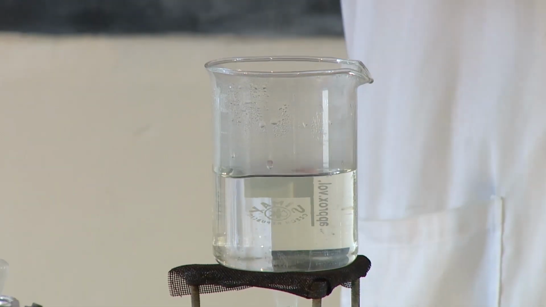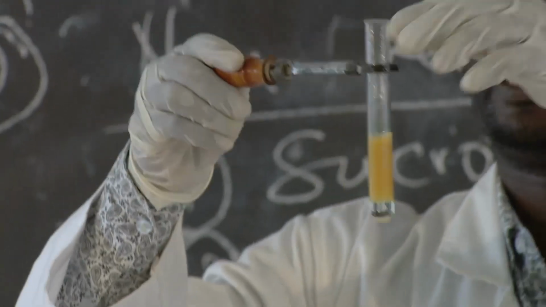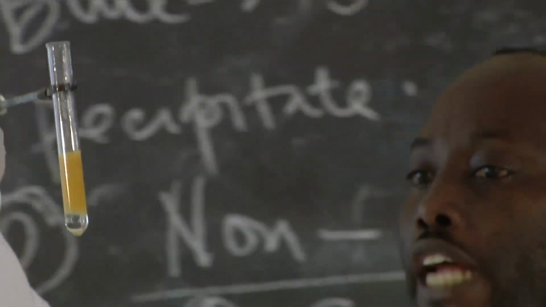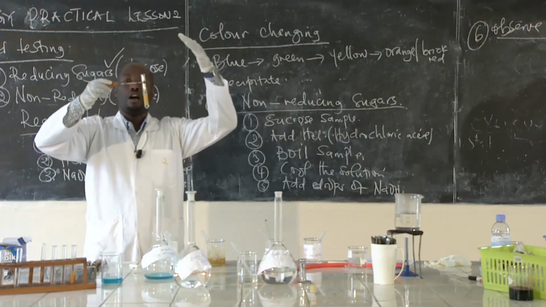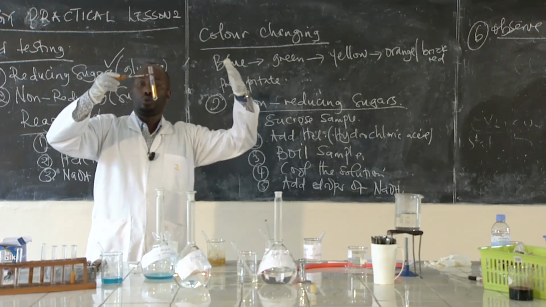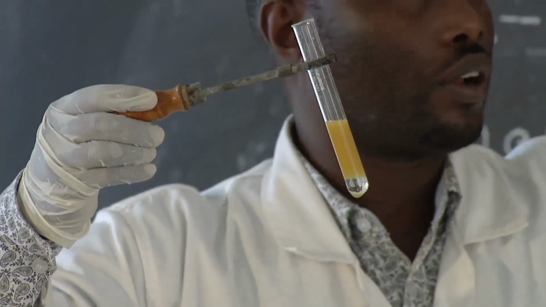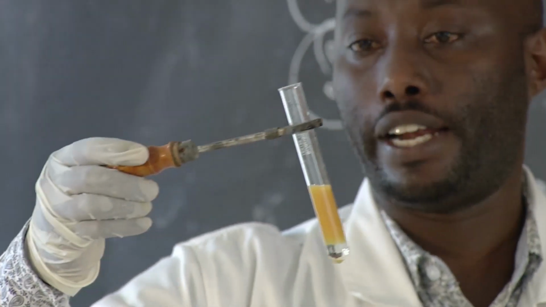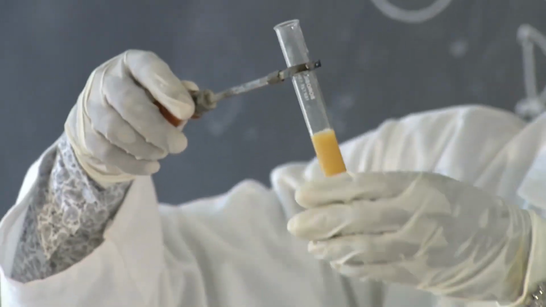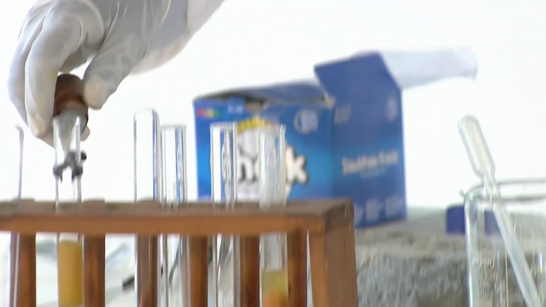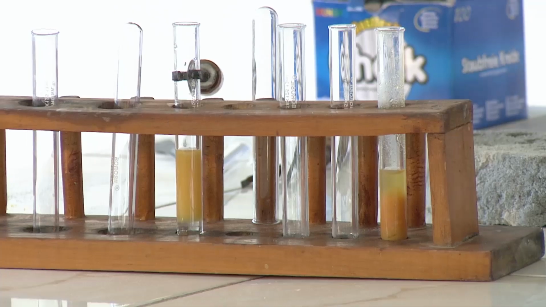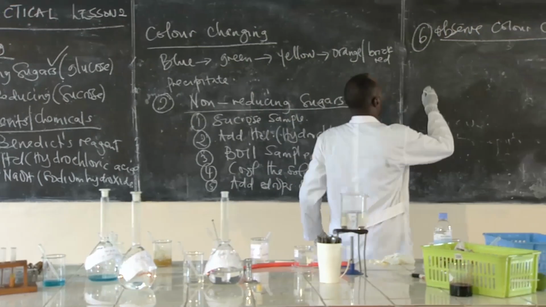I think we have got the final answer, meaning that our sample contains non-reducing sugars. It has changed from blue to yellow, then to orange, then finally to orange, which indicates the presence of non-reducing sugars. So we can say color changing.